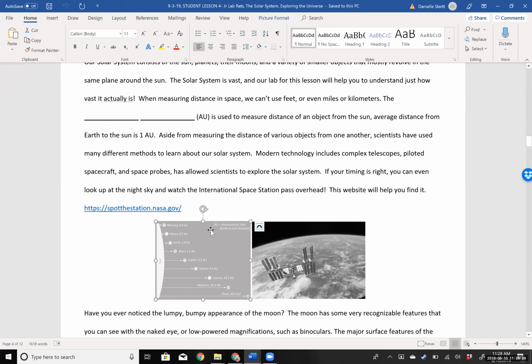Well, what's an AU? You have a key in the corner of your graphic here, and what's it say? AU is equal to something. Do you see what it is? That's going to go in your blank.